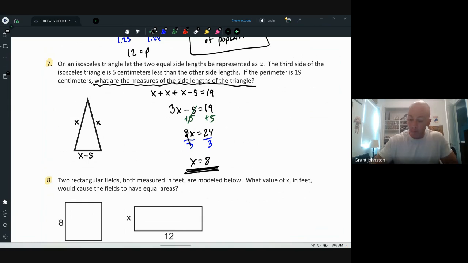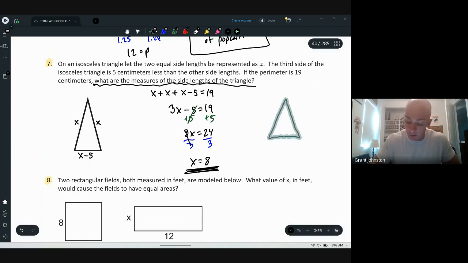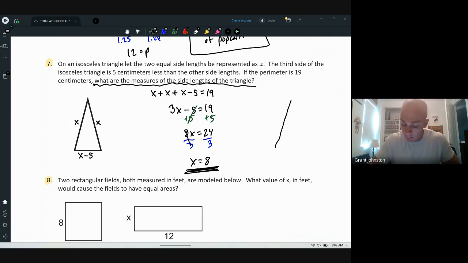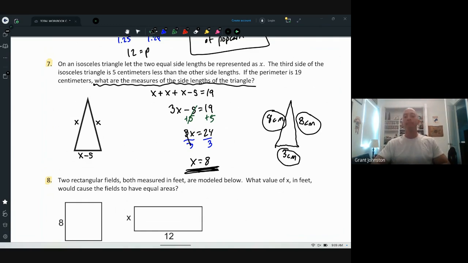So maybe I'll redraw that triangle. Okay. So if x is 8, then this side length is 8 centimeters. And this one's 8 centimeters. But this one is x minus 5. So 8 minus 5 is 3. So that's 3 centimeters. So these are our answers: 8, 8, and 3. Hope that made sense.